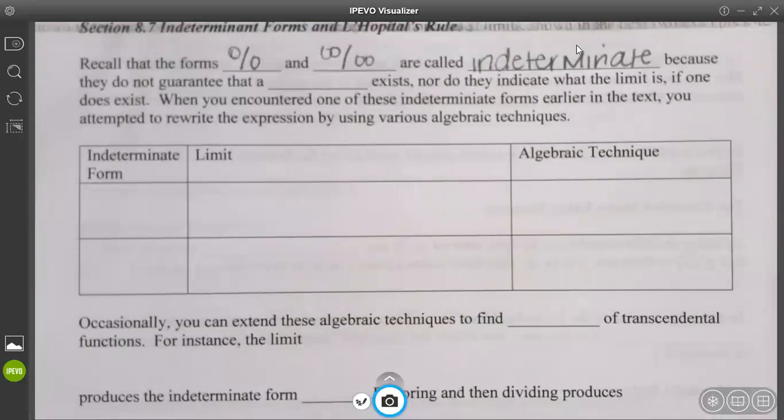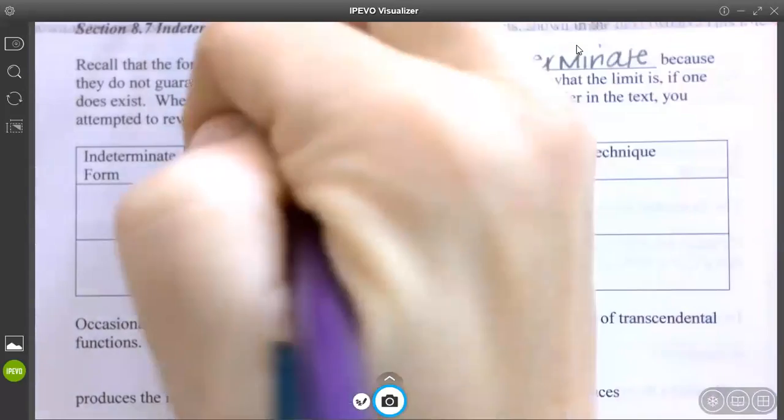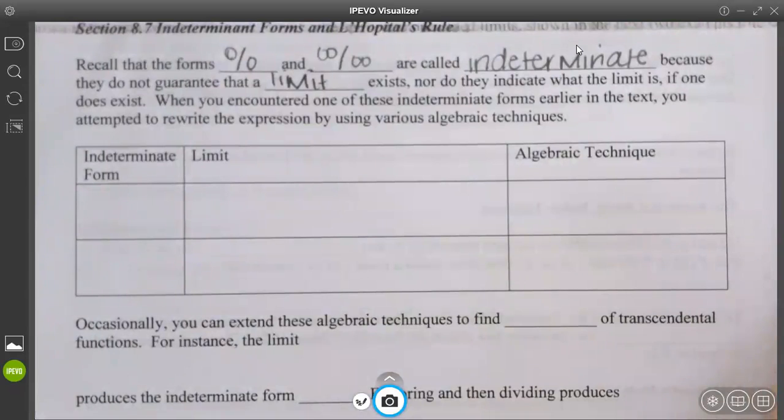So we're going to go back. Your homework helps you do that as well, to memorize or refresh it, but we're going to do it in our notes as well. The hard part is the reduction, remembering how to make it fit. If you get those indeterminate forms where you have 0 over 0 or infinity over infinity, then you have to do more stuff. They do not guarantee a limit exists, nor do they indicate what the limit is if one does exist.